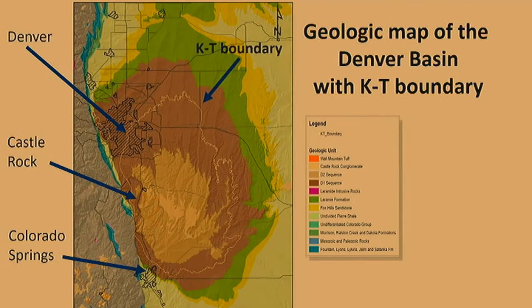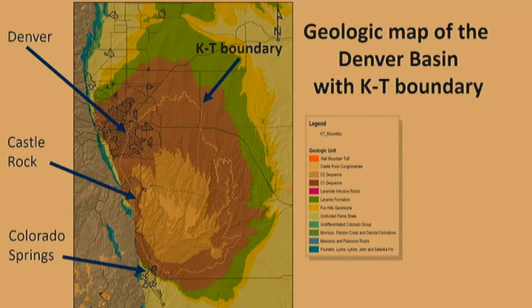So the rocks on the outside of that line are all Cretaceous. Dinosaurs are in those rocks. And the rocks on the inside are the time afterwards. It's like a stack of pancakes. You're looking at it in plan view, but the ones in the middle are a little higher, and the ones down below are a little lower.